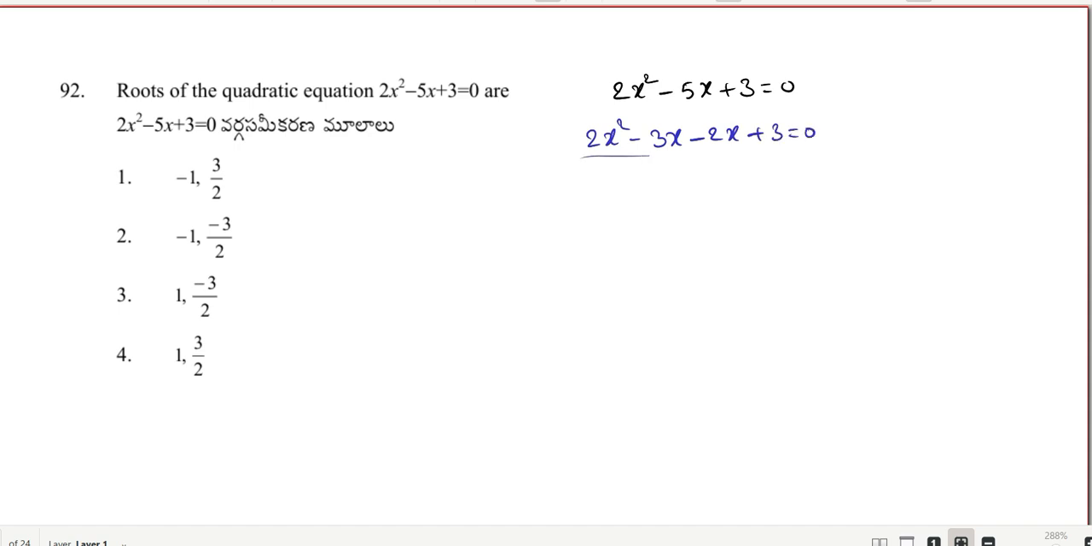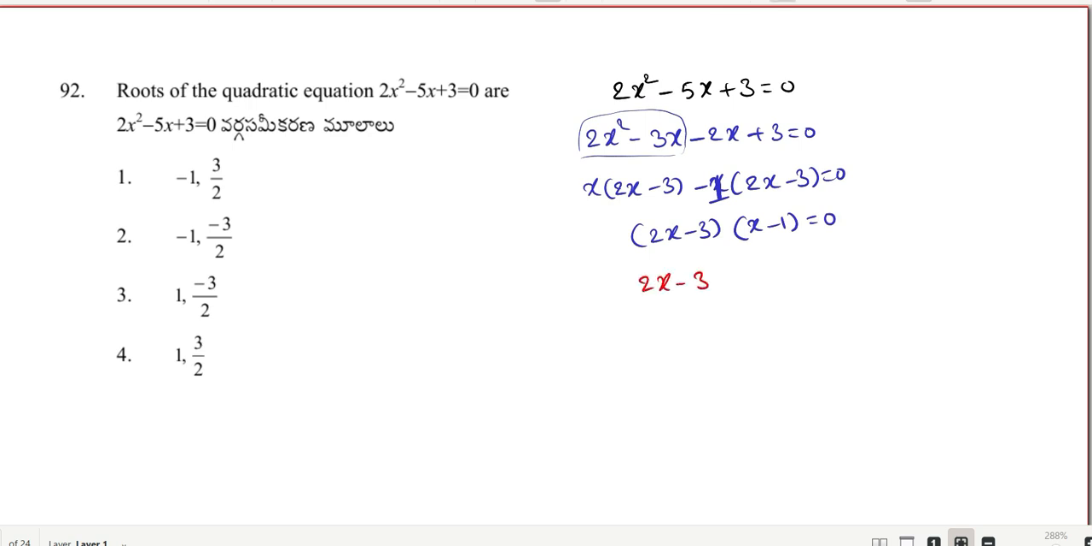From the first two terms, if I take x as a common, this can be written as x(2x minus 3), and taking minus 1 as a common from the last two terms, minus 1(2x minus 3) is equal to 0. Again, on taking 2x minus 3 as a common, this can be written as (2x minus 3)(x minus 1) is equal to 0. By using the zero product rule, we can write 2x minus 3 is equal to 0 or x minus 1 is equal to 0. From this, x is equal to 3 by 2 or x is equal to 1 you will get. If you observe the answer options, the fourth option is correct for this question.